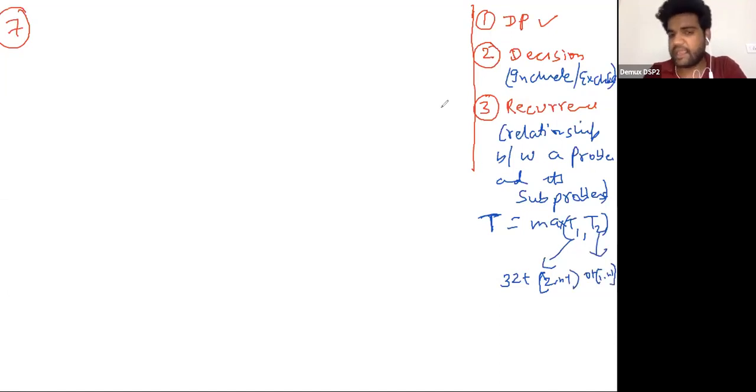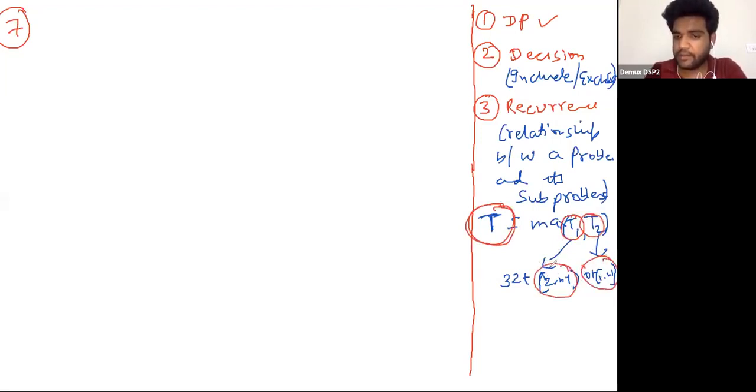So from here I arrived at the recurrence, which is how I can obtain the relationship between my original problem and the smaller problems. So this is a smaller problem, this is another smaller problem, and this is the relationship between them. So from there I write the recurrence relation.